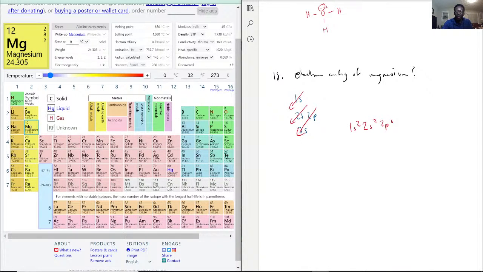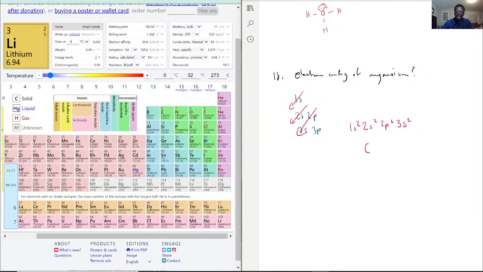So that's where we stop there. We don't touch the 3p row because we don't go into aluminum. So this will end with 3s2. And if we were to write this in shorthand notation, starting with the noble gas, it'd be neon 3s2. This would be our electron configuration of magnesium.